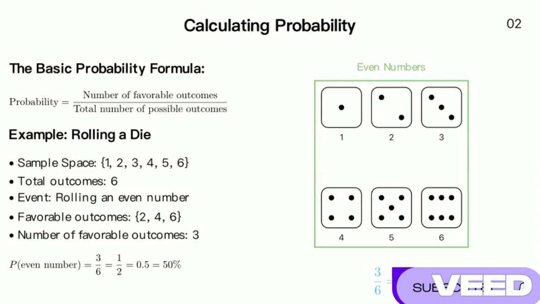If we want to find the probability of rolling an even number, the favorable outcomes are 2, 4, and 6. That's 3 favorable outcomes. So, the probability is 3 divided by 6, which equals 1/2 or 0.5 or 50%. This means rolling an even number is equally likely as not rolling an even number.